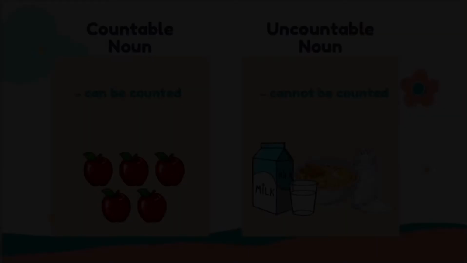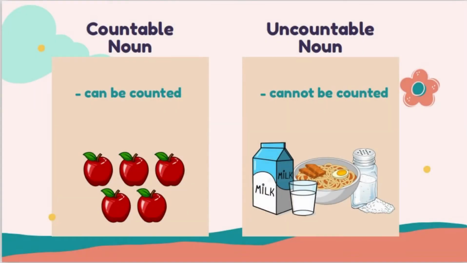But before that, we need to learn about countable noun and uncountable noun first. Countable noun can be counted, boleh dikira, while uncountable noun cannot be counted, tidak boleh dikira. For example, can you count how many string of noodles in the bowl that you eat? No, right? It's impossible. So that's why we call it as uncountable noun.